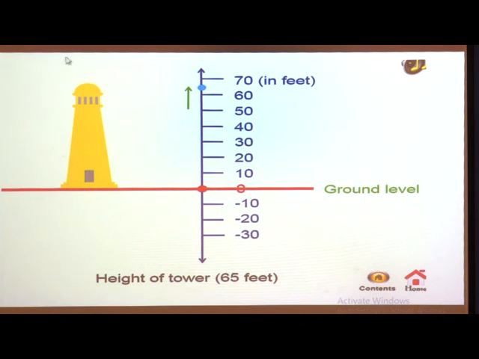In the same way, this is a tower, and we are going to find out the height of this tower. So 0 is the ground level. If we are finding below 0 level, it may be the depth, and if we are finding above 0 level, it may be the height. So we have to find the height of this tower.